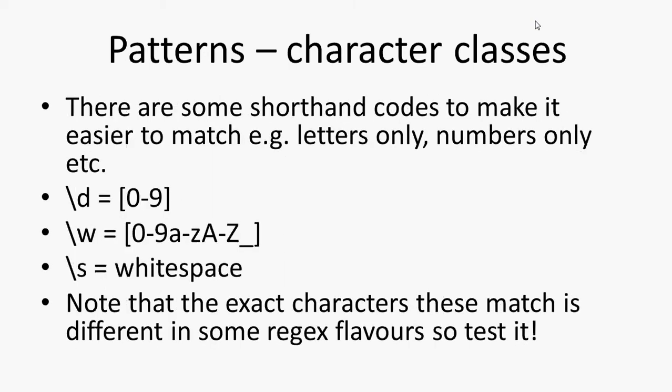So, character classes continued. There are some shorthand codes. Rather than writing out 0 to 9 all the time, you can use backslash D, and that's exactly the same as writing square brackets 0 to 9. The backslash W character is a word character. That's alphanumeric, and it also contains underscores. Now, the thing to note, especially with the word character, is it's not always identical on different platforms. So again, you do need to check that.